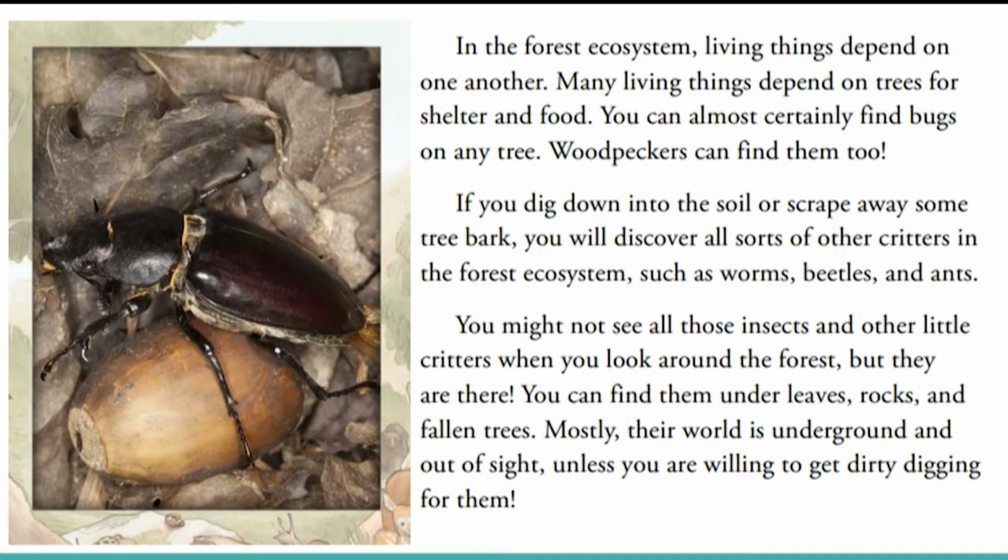In the forest ecosystem, living things depend on one another. Many living things depend on trees for shelter and food. You can almost certainly find bugs on any tree. Woodpeckers can find them too. If you dig down into the soil or scrape away some tree bark, you will discover all sorts of other critters in the forest ecosystem, such as worms, beetles, and ants. You may not see all those insects and other little critters when you look around the forest, but they are there. You can find them under leaves, rocks, and fallen trees. Mostly their world is underground and out of sight, unless you are willing to get dirty digging for them.